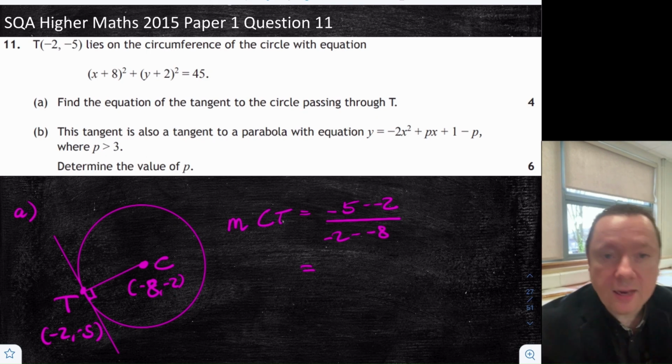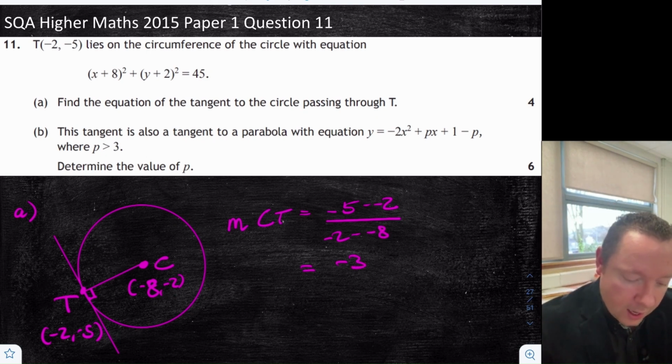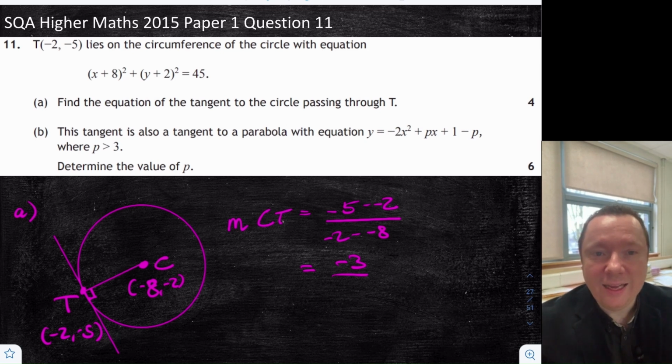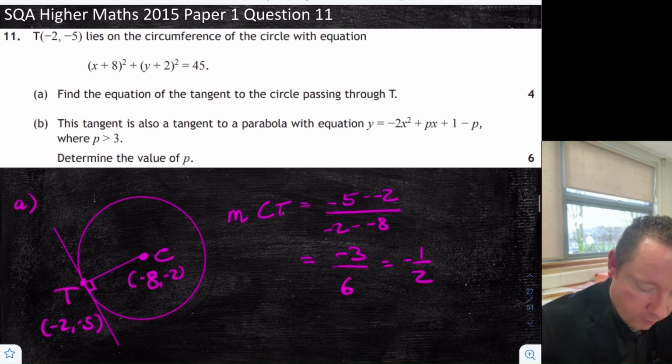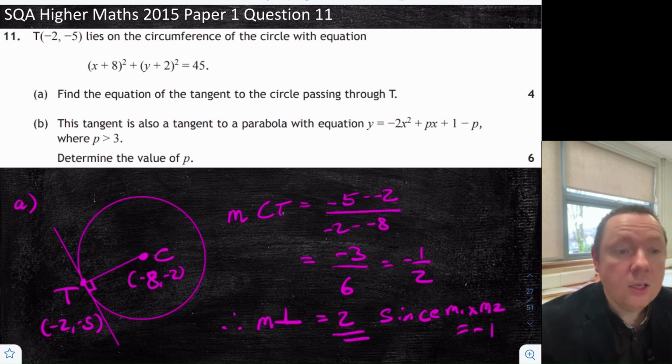That's minus 5 add 2 is minus 3. Minus 2 add 8 is 6. So that's minus a half. So therefore, the gradient of our perpendicular equals 2, since m1 times m2 equals minus 1. So we've got our gradient of 2, and then we can use our point.